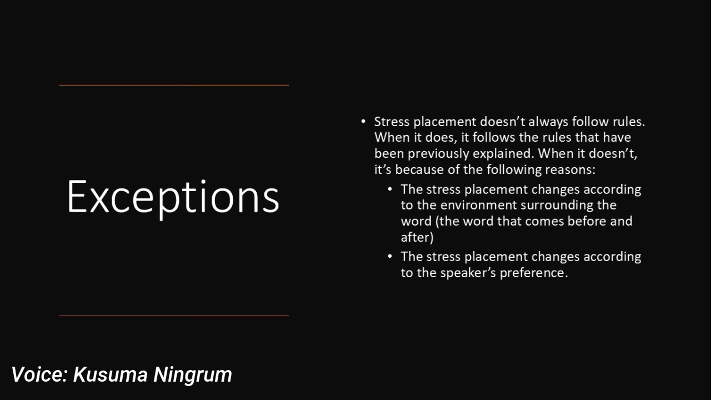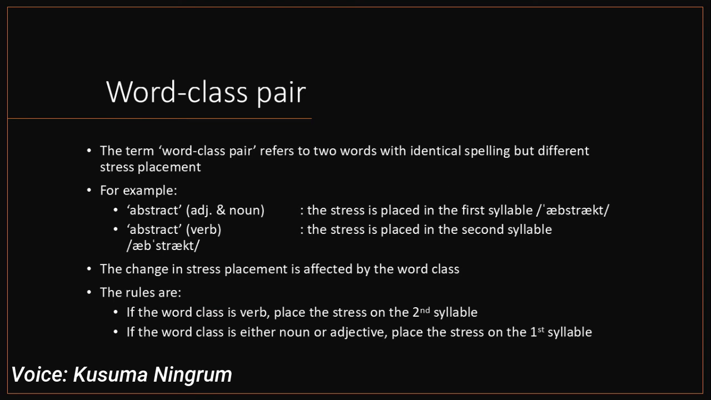Stress position may vary for one or two reasons: either as a result of the stress on the other words occurring next to the word in question, or because not all speakers agree on the placement of stress in some words. Word class pairs. I will explain a bit about word class pairs. Word class pairs are words which are identical in spelling but different in stress placement according to their word class. The change in stress placement is affected by the word class, whether it is a verb, a noun, or an adjective.